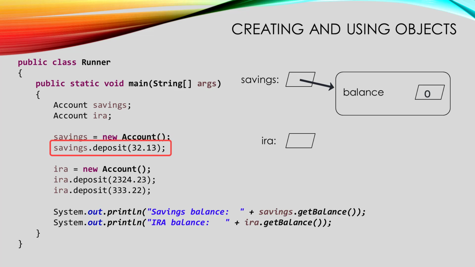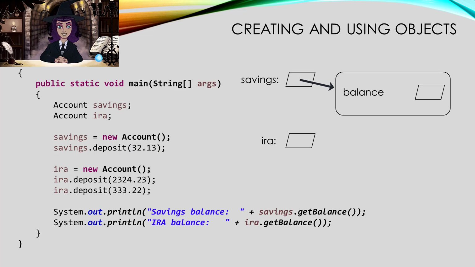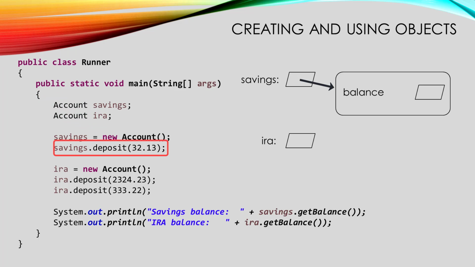This statement shows how we call methods in objects. It is telling the savings object to run its deposit method with an argument of $32.13. So, to call a method on an object, we use the name of the variable, a period, the name of the method we want to run, and then the arguments in parentheses. Right. This statement will jump to the deposit method.